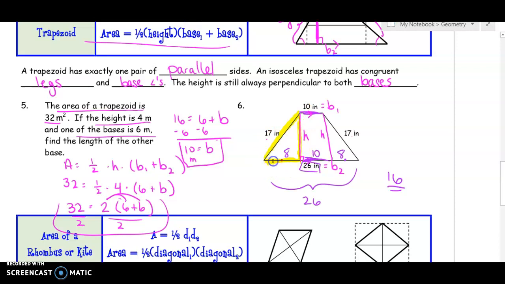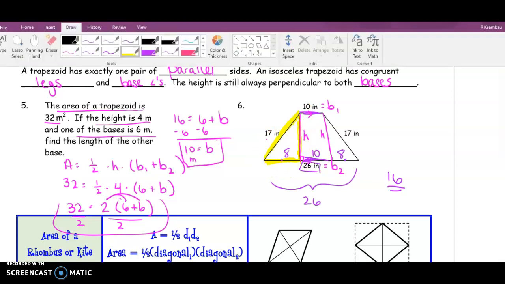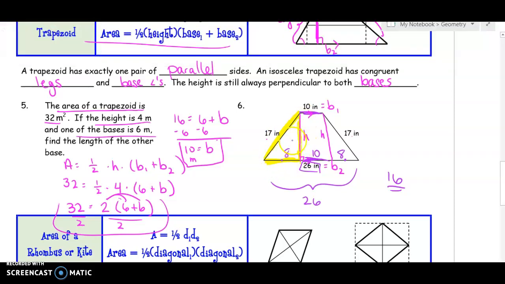I'm highlighting it in yellow. Notice it is a right triangle. We're going to need to do Pythagorean Theorem. H squared plus 8 squared equals 17 squared. All right, and then that way we'll be able to find the height, and then we can find the area. So when we figure this out, we're going to end up with 15. All right, I'm going to skip some of this.